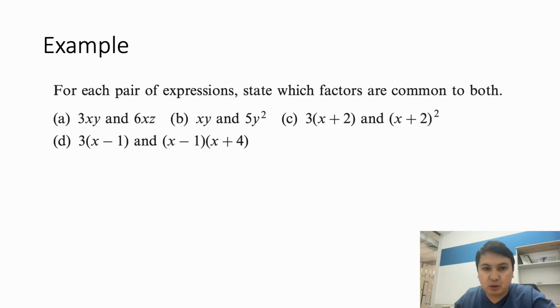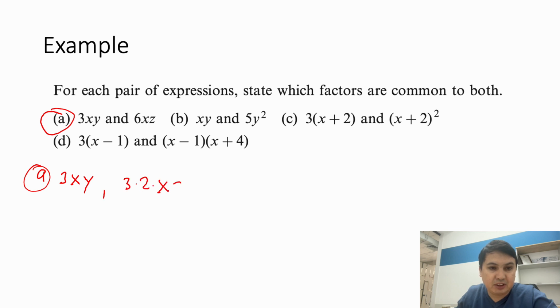So let's do more examples. For each pair of expressions, state which factors are common to both. So let's do A. So what do we have? 3xy, 6xz. I can write 6xz as 3 times 2 times x times z, right? And then what do I see? I see 3 as a common factor, x as a common factor, 2 is not common, y is not common, z is not common, right? So here the common factors will be 3x.